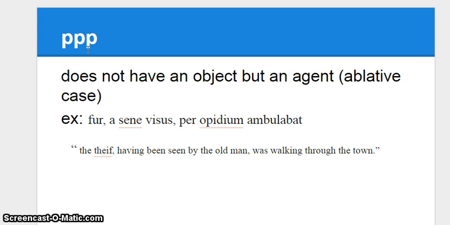Alright, so the noun is the thief, or fur. Having been, we have that part. Seen by whom? Sene. Sene is the agent, and it is in the correct case, ablative. And visus is in the correct form because it is modifying fur, who has been seen by the old man, the thief. Therefore, fur is masculine, so visus is in the masculine case and correct and perfect.